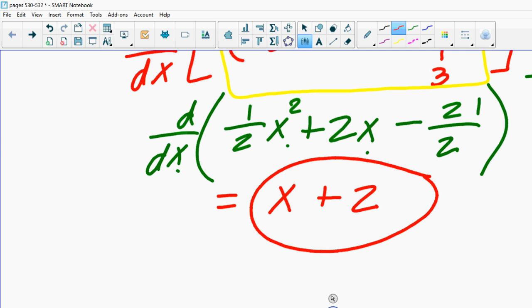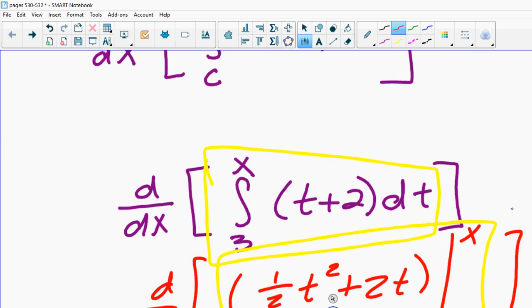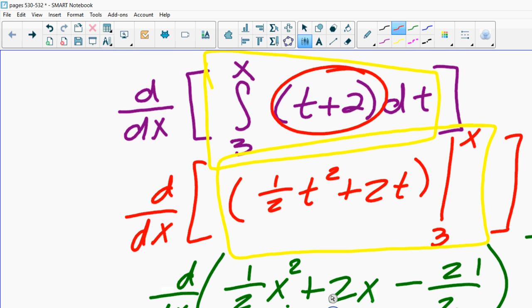Now I want you to look here. X plus 2. And I want you to look here. What the? Huh, we just changed the variable. Ladies and gentlemen, a derivative and an integral are inverses when you're integrating from a constant to some variable, and that variable match. So you can take the derivative later.